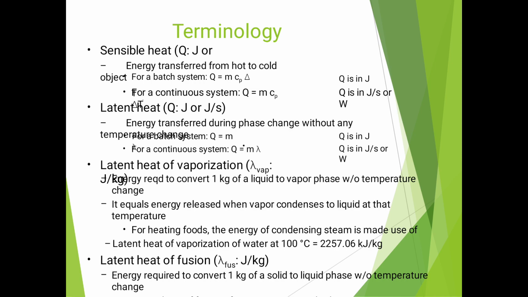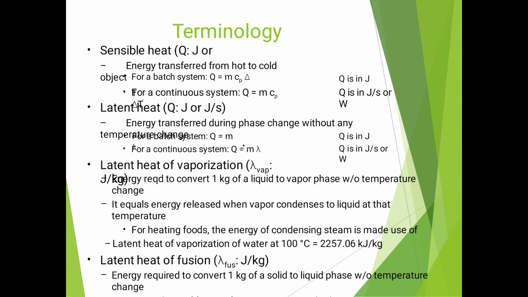Next, sensible heat. Sensible heat is defined as the energy transferred from a hot to a cold object. For batch systems, Q is equal to mCp delta T. Here Q will be in joules, and for continuous systems Q is in joule per second, or watt. For continuous system, Q is equal to mCp delta T.